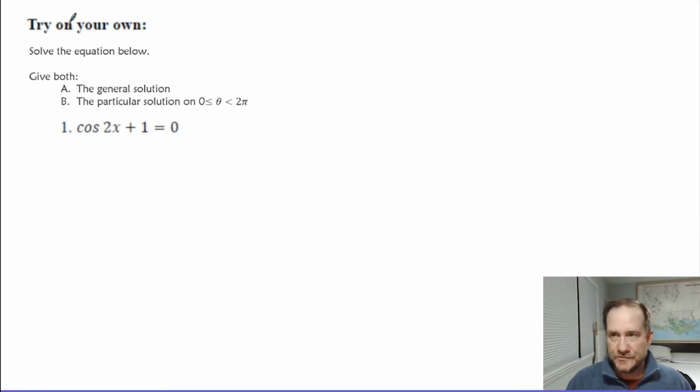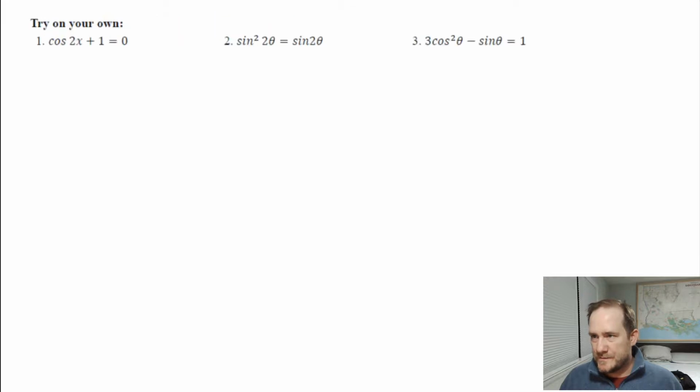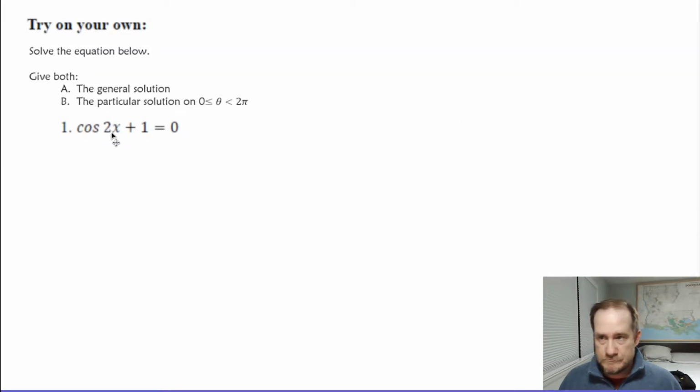Looking at the try on your own problems that I told you to do, right away you notice that number one is the same thing we already did. If we go back, see, same thing, cosine plus 1. So we could make it cosine minus 1. That's not really different enough. So here's this one. We'll do this.